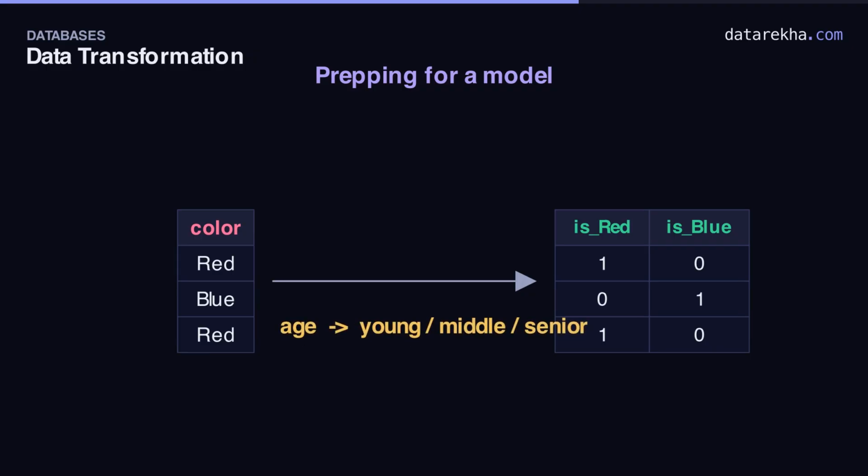And third, binning, the reverse move. Instead of an exact age, group numbers into buckets. Young, middle, senior. It trades precision for robustness and turns a continuous number into a handful of clean categories. Scale, encode, bin. That's the prep that feeds a model.